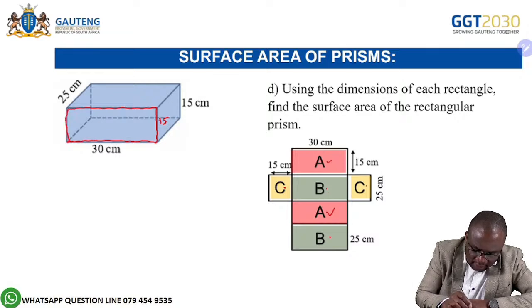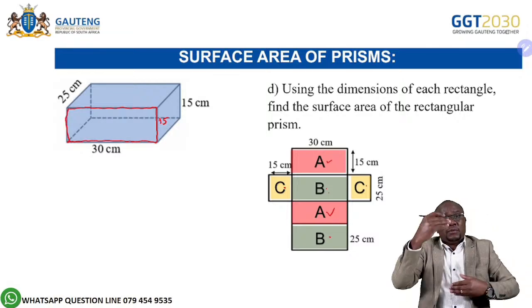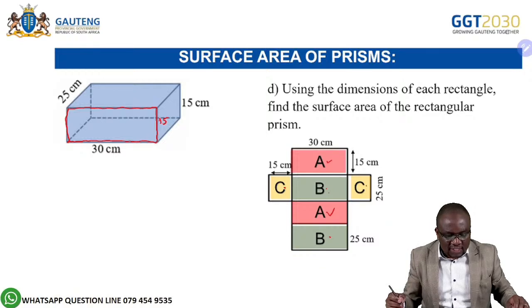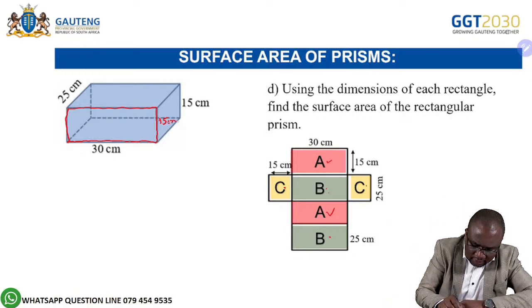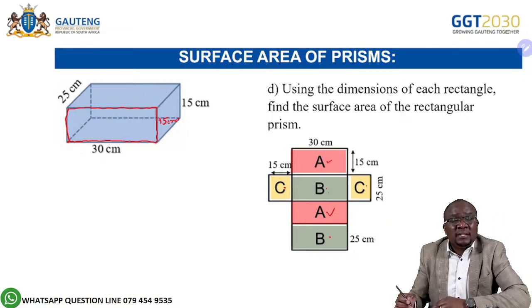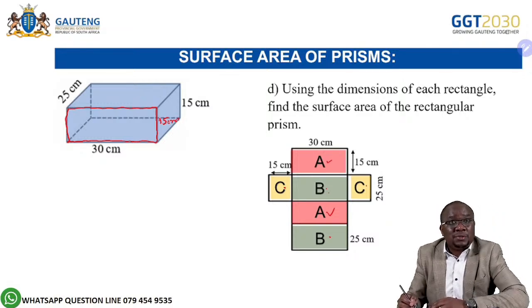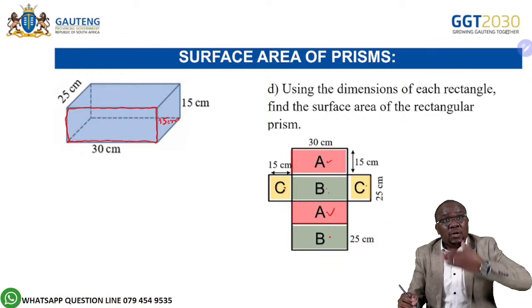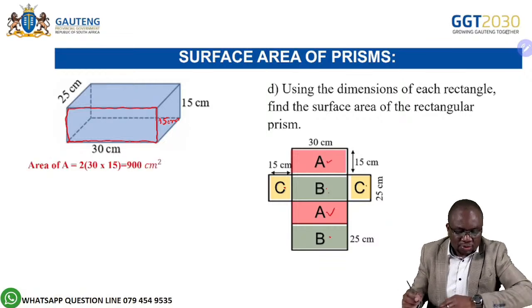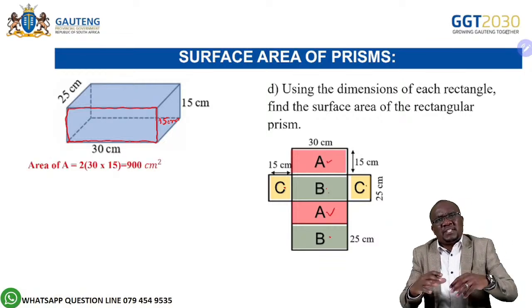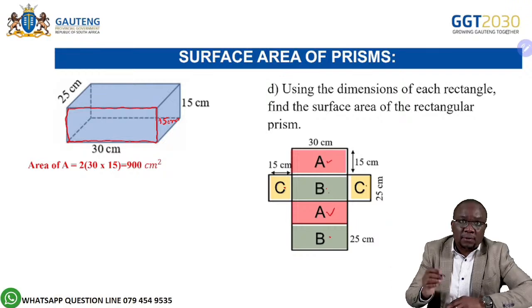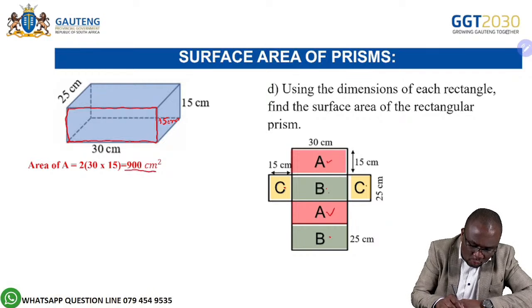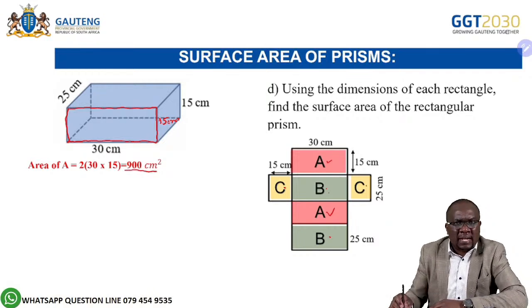Okay. So it's this one at the front and the one at the back. So we're going to say 30 times 15 centimeters, and then times 2, because there are two rectangles, the front one and the back one. So I've done this. Someone could have said 30 times 15, then get the answer and then say times 2, which is still okay. If you have 900 square centimeters, that's correct.